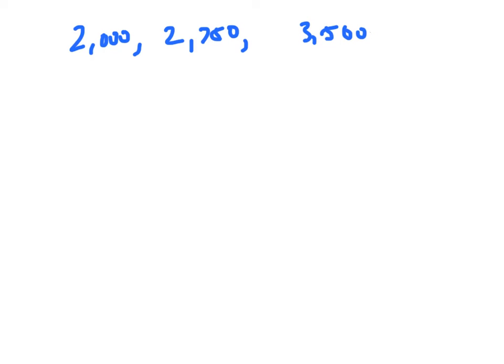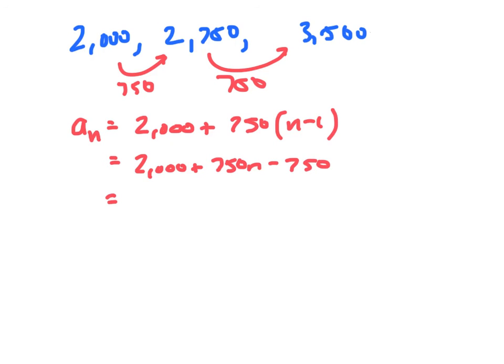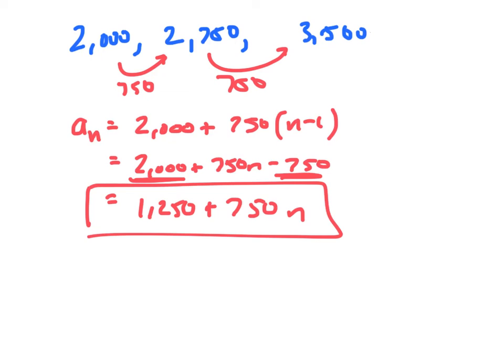So if I was going to do this, this looks like an arithmetic sequence to me, because every year I'm adding 750 people. So let's use our explicit formula that a sub n equals the first term, or 2,000, plus the common difference, which is 750, times n minus 1. So my formula would be 2,000 plus 750n minus 750. And then my final explicit formula, when I combine this 2,000 and negative 750, would be 1,250 plus 750n. This would be the explicit formula.